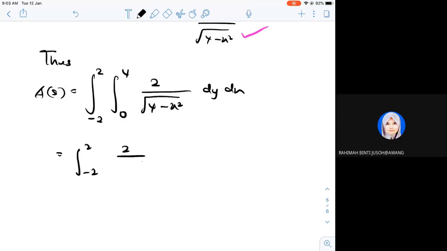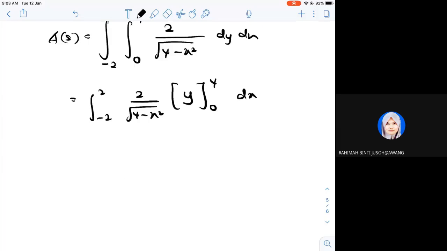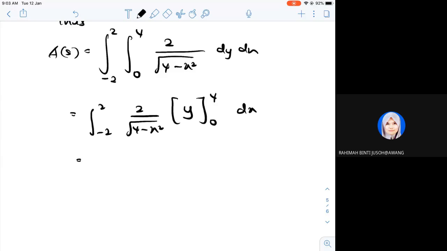So we have 2 over square root of 4 minus x squared. So integrate the constant, we get y, substitute 0 and 4, dx. Okay, so substitute y equals to 4. 4 times 2 becomes 8, so 8 can be taken out. I take this out. Negative 2 until 2, so 1 over square root of 4 minus x squared dx. Understand? You get this, guys? Faham?